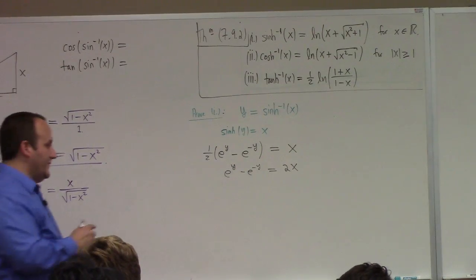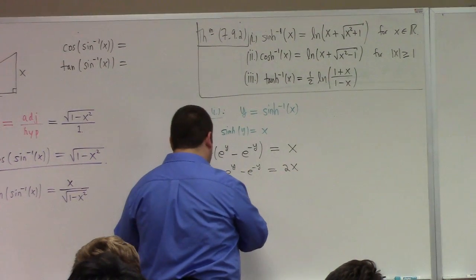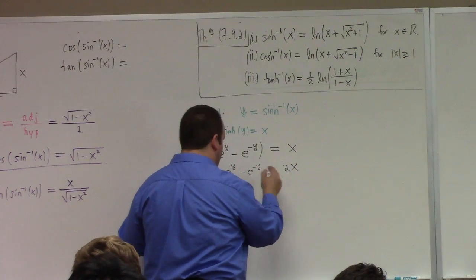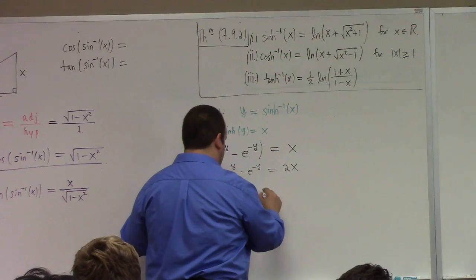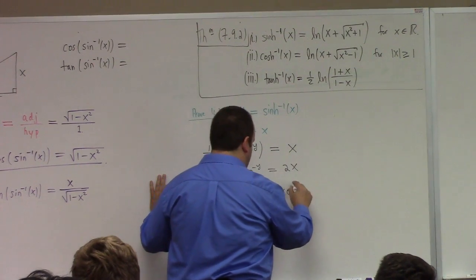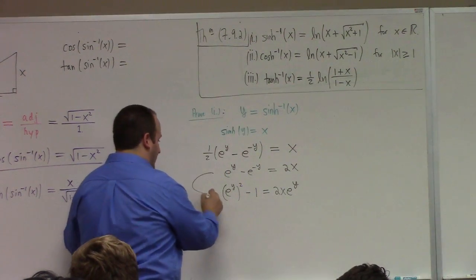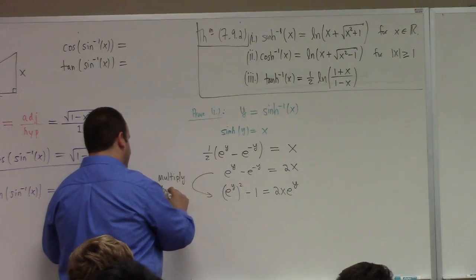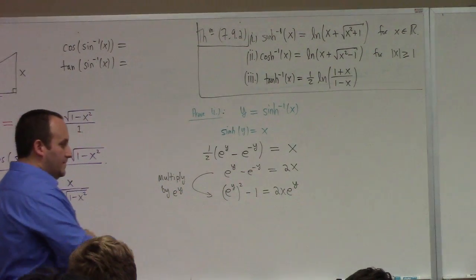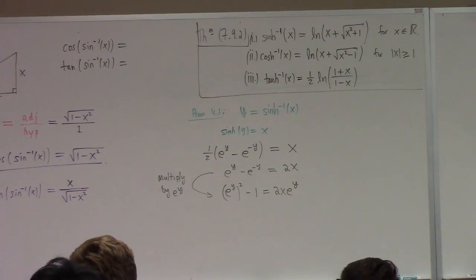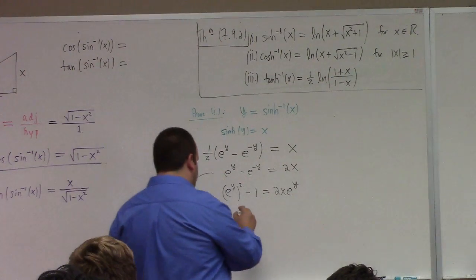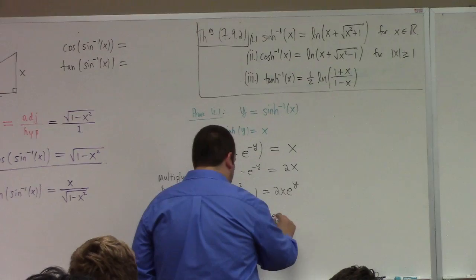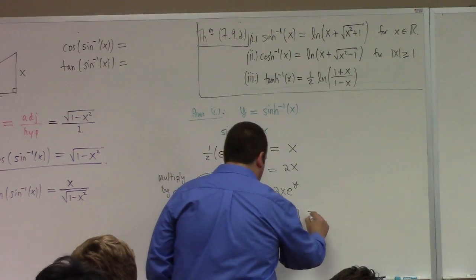Let me do something. If I multiply this by e to the y, what do we get? I get e to the y squared, minus e to the y times e to the minus y, which is 1, equals 2x e to the y. Wait a second. If I rearrange this just a little bit, I've got e to the y, quantity squared, minus 2x e to the y, minus 1 equals 0.